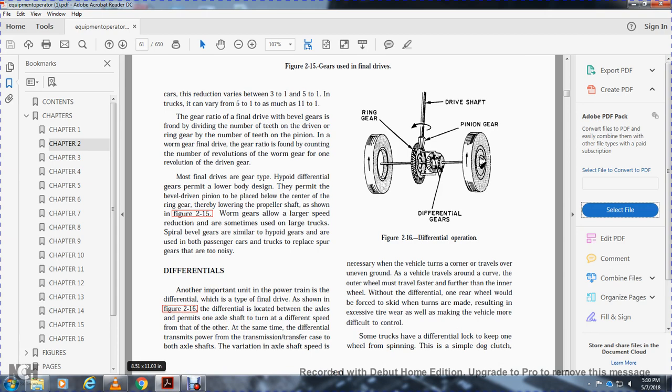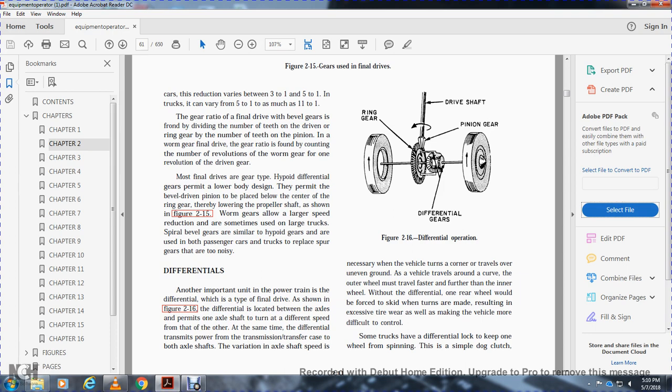Alright, differentials. It's important that you have the powertrain with the differential with the typical final drive that is shown with figure 216. The differential located between the axle permits one axle shaft that determines the difference between the other. At the same time, the differential transfers power with the transmission transfer case to both axle shafts. The variation of axle speed, shaft speed, is necessary for the vehicle. The corner travel over the uneven ground.